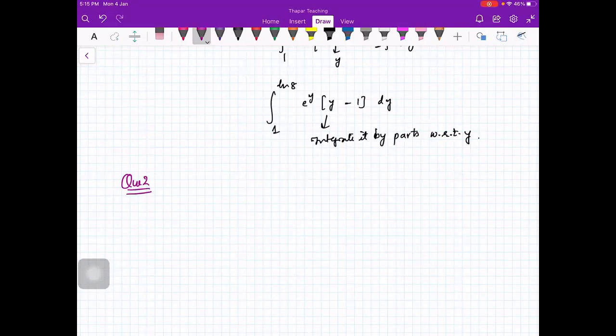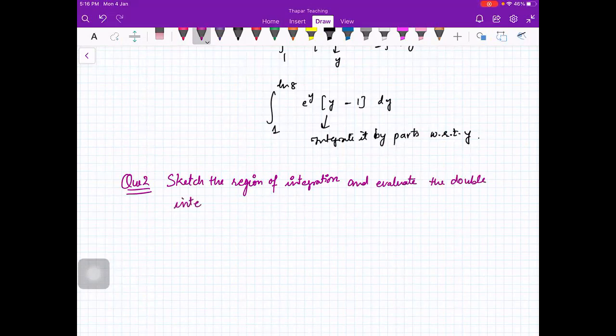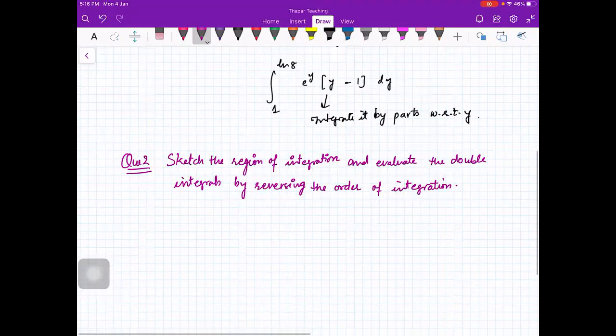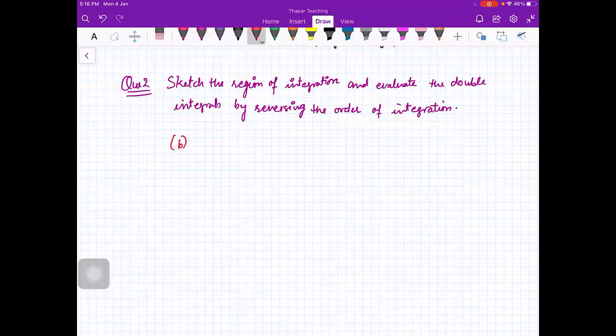Sketch the region of integration and evaluate the double integral by reversing the order of integration. Fine. So you see here, I will again do one part. Let me take this part B. You are having 0 to 1, x squared to x, root x dy dx.